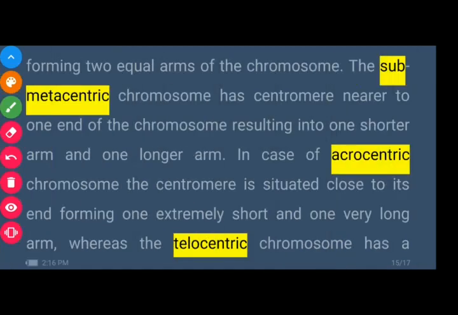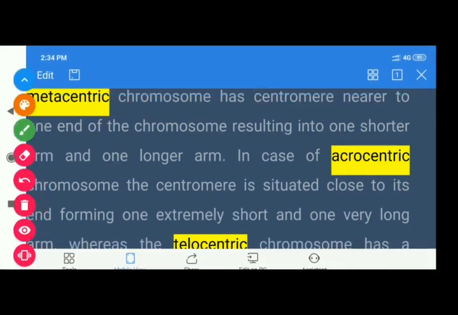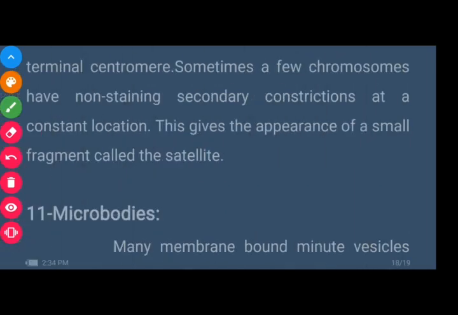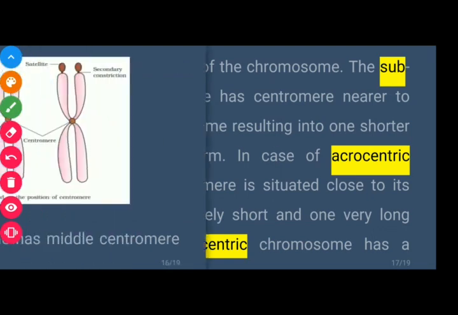Now the next one is the acrocentric chromosome. So students, in the acrocentric chromosome, the centromere is situated close to its end, forming one extremely short and one very long arm. Whereas the telocentric chromosome has a terminal centromere. See, this is the acrocentric, and the telocentric is the last of the chromosome types.